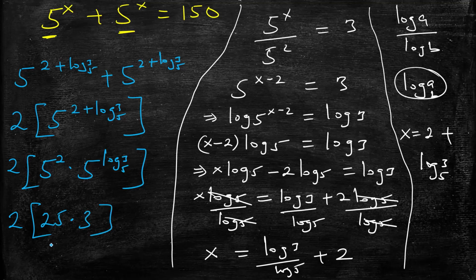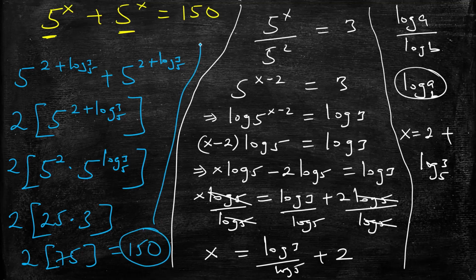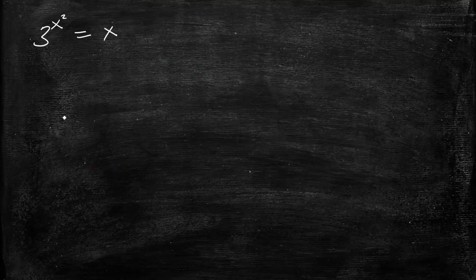Okay, so we have 2 times 75. So 75 times 2 is 150. So hence proved, this side is 150. All right, so that's that for this question.